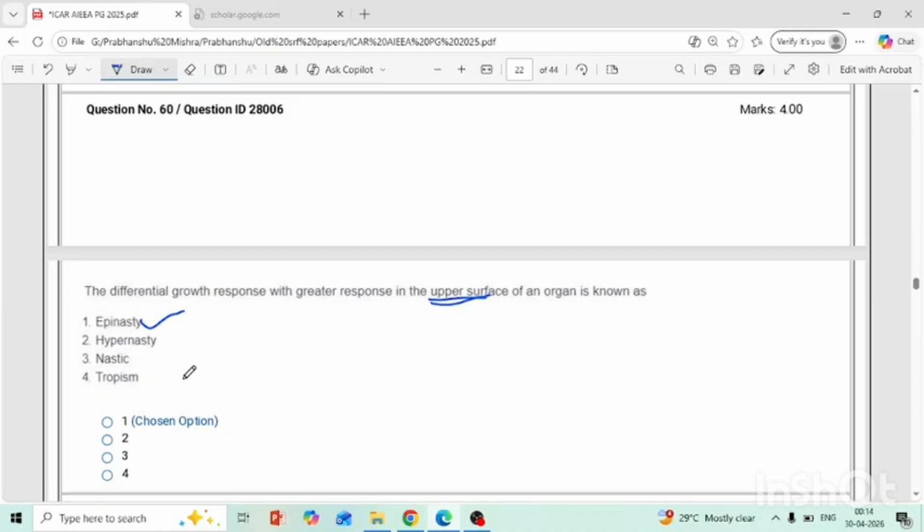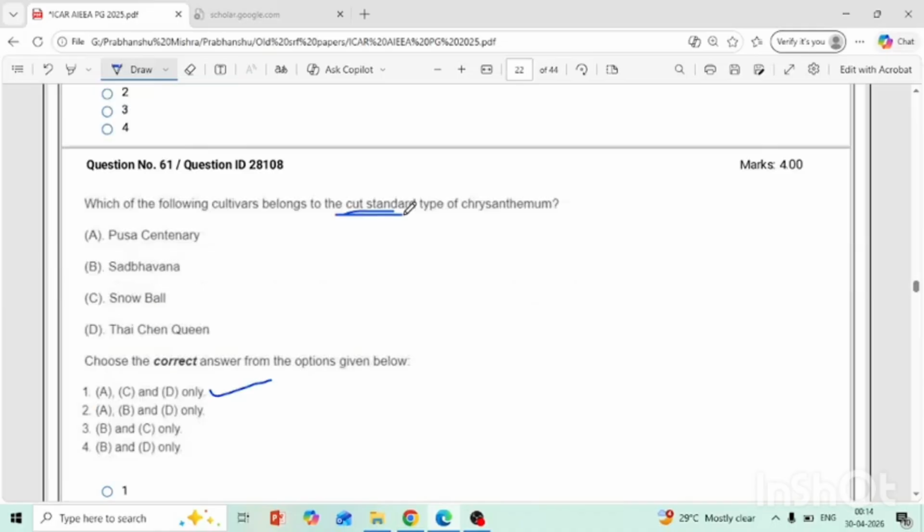Another is which of the following cultivars belong to the cut standard types of chrysanthemum? So these are chrysanthemum varieties. You need to match them according to the cut standard types. So Pusa Centenary, Sadbhavana, you have Snowball, you have Thai Chin Queen. So A, C, and D are the cut standard types. Okay.